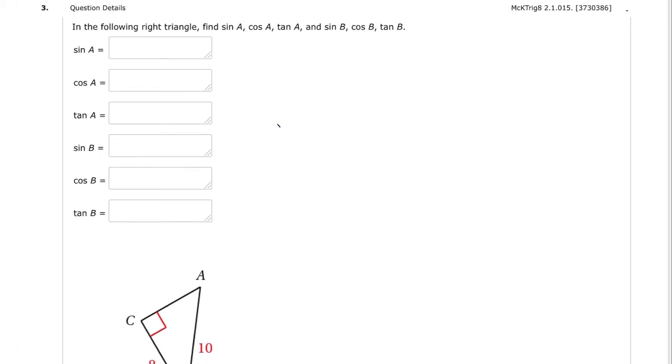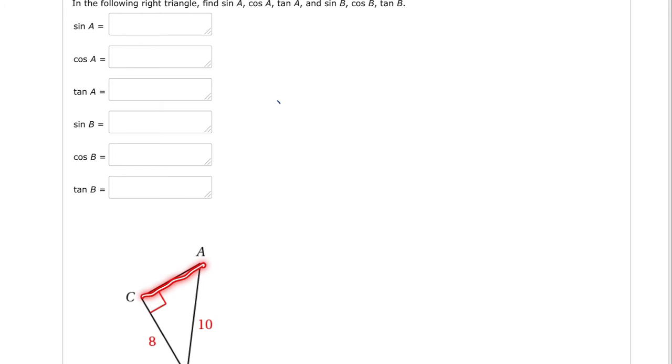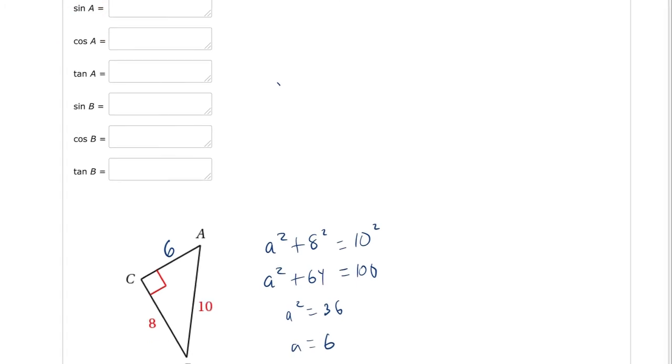For this next homework problem, they want us to find the 6 trig functions given this triangle here. We need to find the missing side, which we can easily do by applying the Pythagorean theorem. A squared plus b squared equals c squared. That would be 64 plus b squared equals 100. Subtract 64, you get 36. Take the square root of both sides, you get 6. So here we have 6 for this side. And now we're looking for the sine of angle A. So you go to angle A, which is here. And since sine is opposite over hypotenuse, that would be 8 over 10, which simplifies to 4/5.